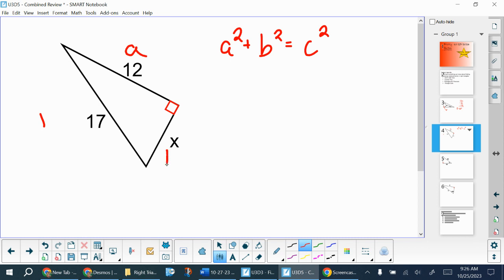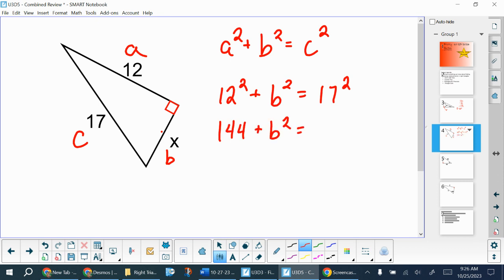A and B are going to be our 2 shorter sides, our legs, and C is going to be the hypotenuse. Unlike with trig, it doesn't matter this time which one is A or which one is B. I'm going to go ahead and make 12 my A, so 12 squared plus B squared equals 17 squared. I want to go ahead and square those, so 12 squared is 144. 17 squared, I'm going to my calculator. The calculator says 17 squared is 289.